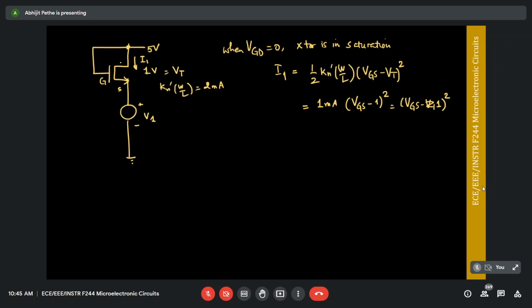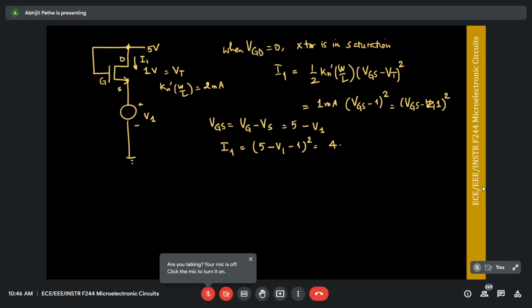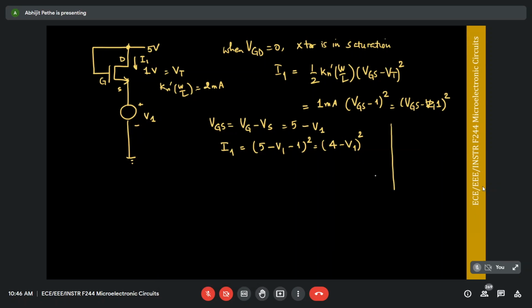Now what is VGS? This is gate, this is source, this is drain, right? So VGS is given by VG minus VS. VG is nothing but 5 volt and VS is nothing but V1, so VGS is 5 minus V1. And so your I1 is written as 5 minus V1 minus 1 the whole square, or 4 minus V1 the whole square. So you see that I1 reduces as V1 increases, and it reduces in a parabolic fashion, right? So if I plot I1 versus V1, it's going to do this.